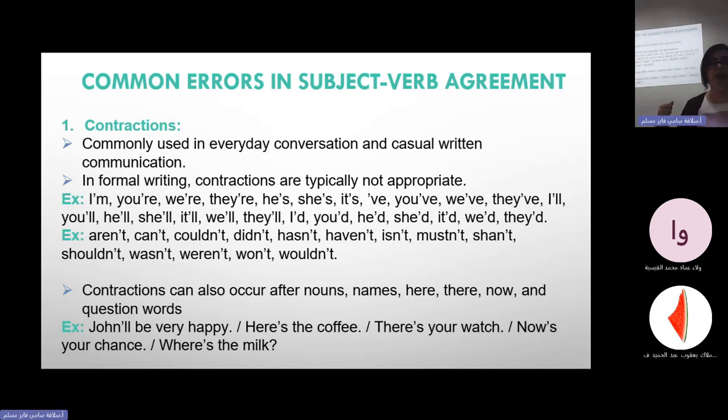Sometimes you write the contraction. However, if you are writing an academic paper, you never use contractions. Okay? It's not a formal way of writing. As it's written, in formal writing contractions are typically not appropriate. Okay? So usually when you do editing for yourself or for someone else, you will find that these people are using contractions in academic writing. So you will need to correct these contractions. Okay? Example.